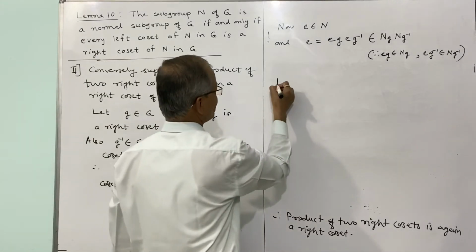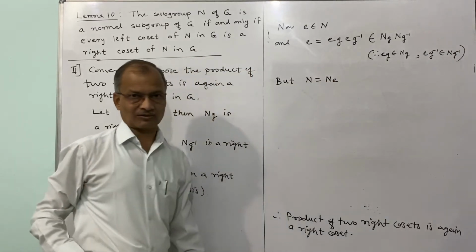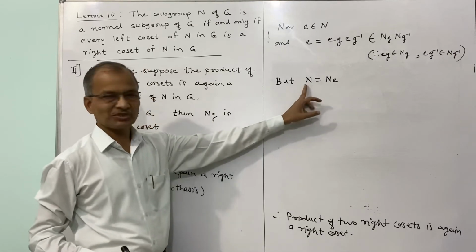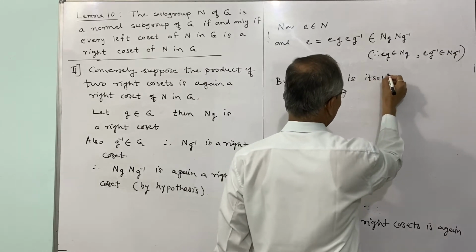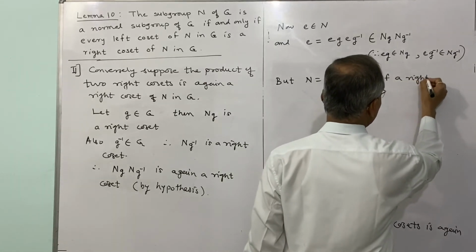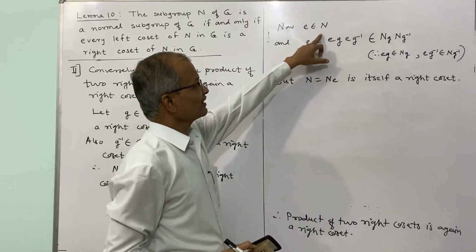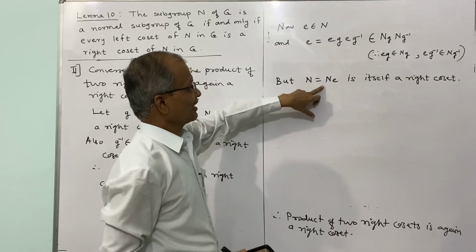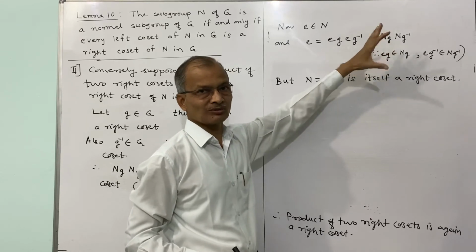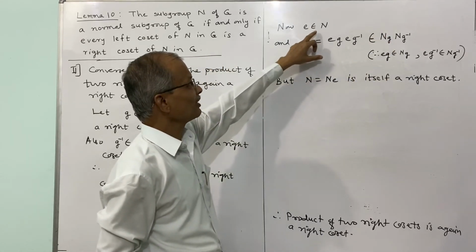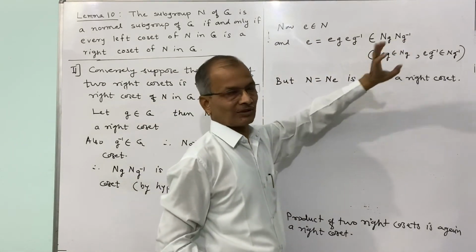But N can be written as Ne. E is itself a right coset, and this is a right coset which is equal to N. And what does this show? E is in N, that is a right coset, and E is in Ng into Ng inverse, so E belongs to these two right cosets. Thus, E belongs to Ne, and E belongs to Ng into Ng inverse.